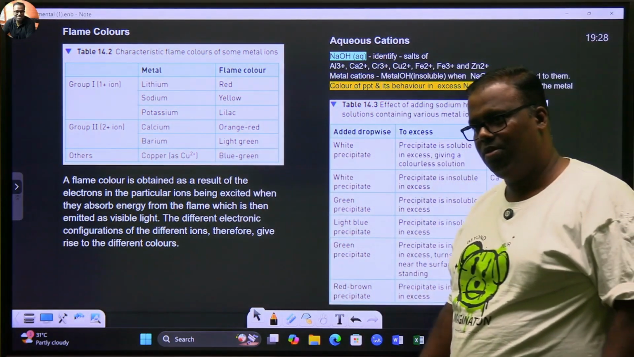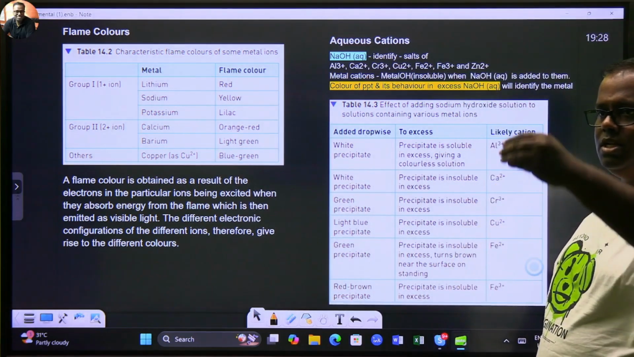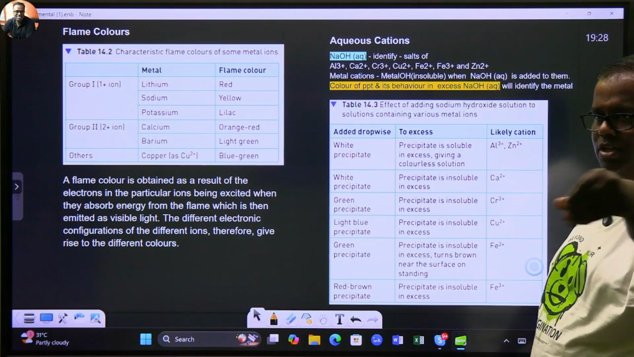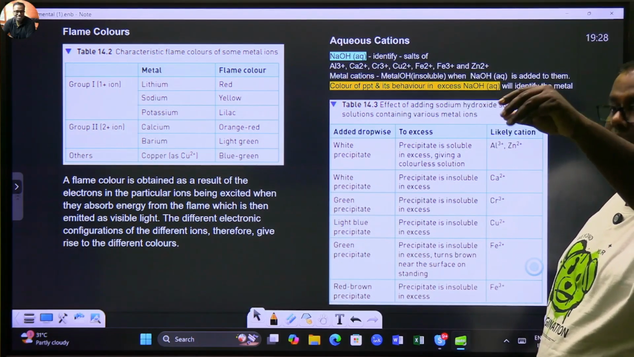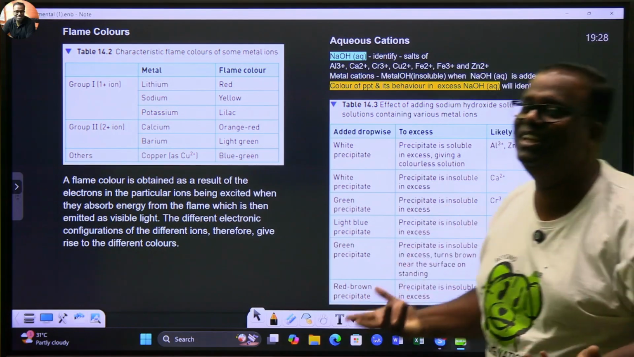Clear? नहीं, dissolve होने से पूरा गायब हो जाएगा. It will be clear solution. Excess डालने से dissolve करने. That it's such a nice question you ask. This is where you need lab.